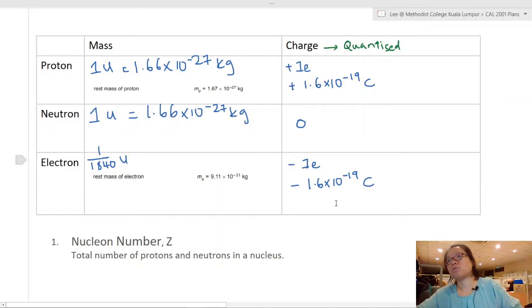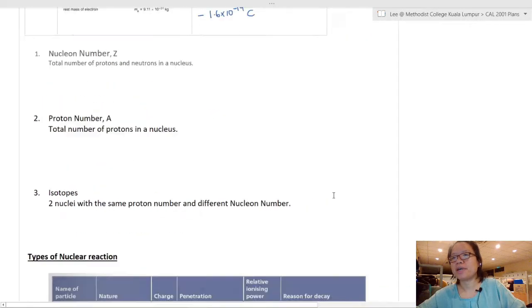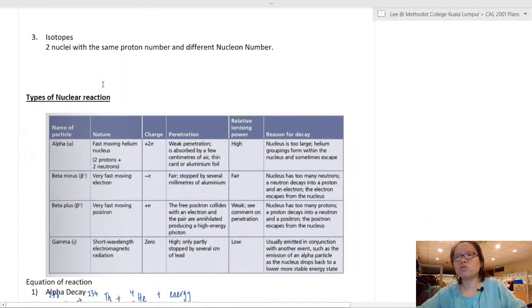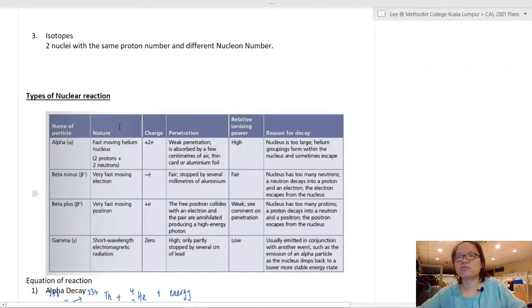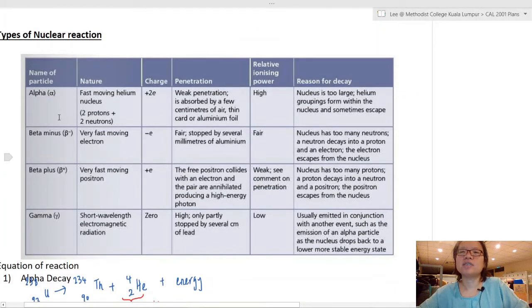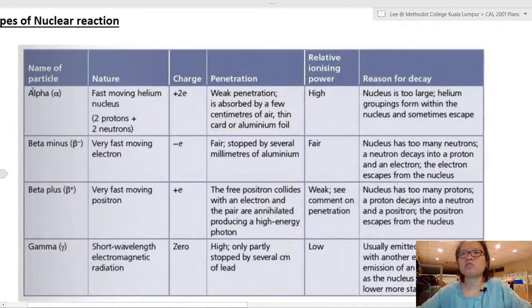Alright, so we're gonna move on. Okay, I think this one is okay. So the next part of the video, besides looking at the alpha scattering experiment and seeing how it contributes towards the structure of an atom, we're going to go through the types of nuclear reaction. Okay, so you have already learned this, at least the alpha, beta minus, and gamma decay. Okay, so we're going to just roughly compare them because this is just a review, so I plug this from your textbook.